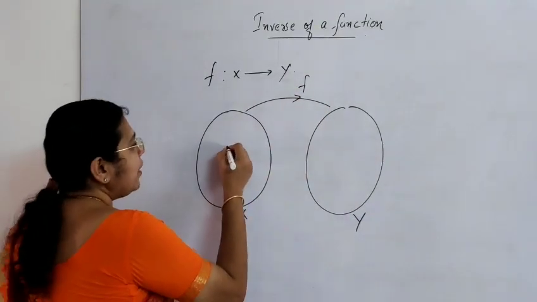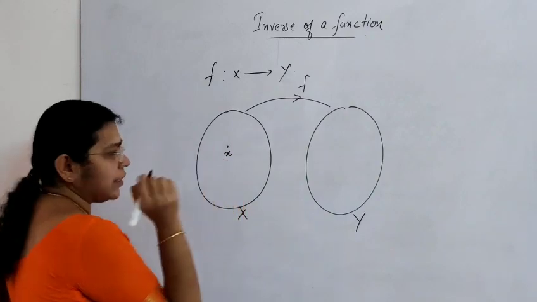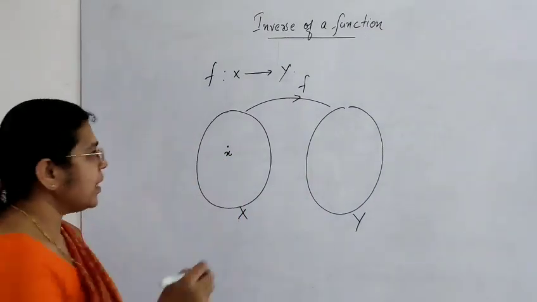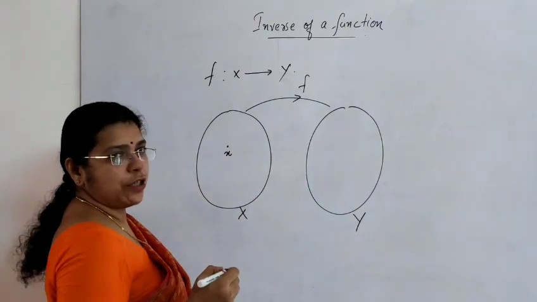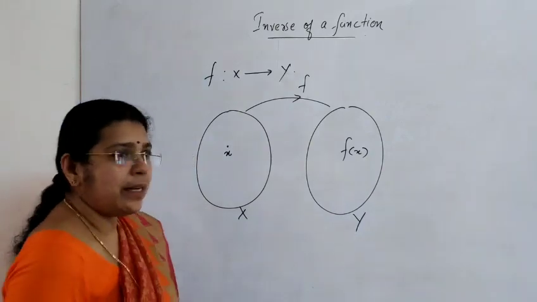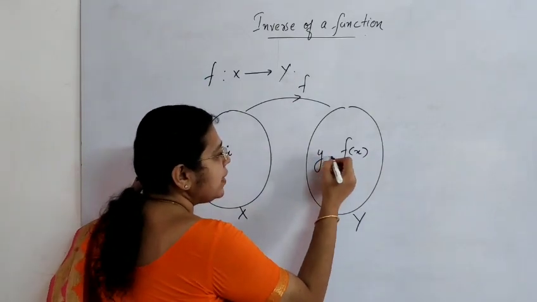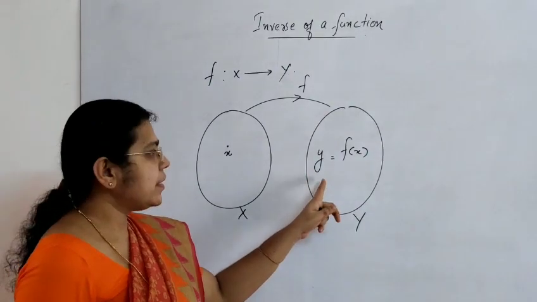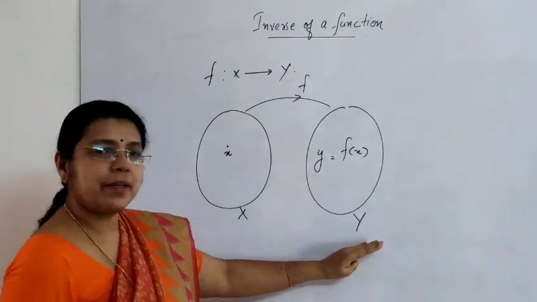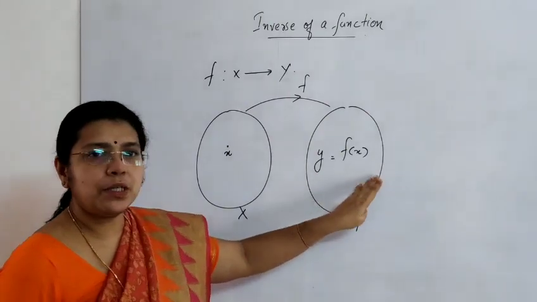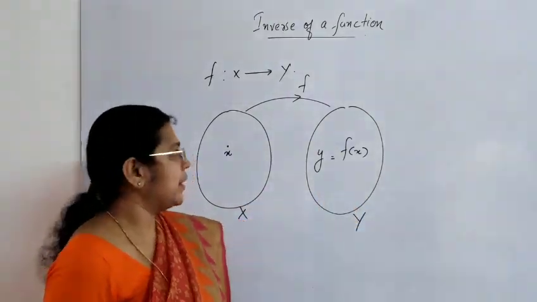Now let small x be an element of the set x, which is mapped under the function f. You get it as f of x, right? Now I may write this as y is equal to f of x. What is this y? y is an element of capital Y, that is the set y. So y is equal to f of x. Let it be like that.